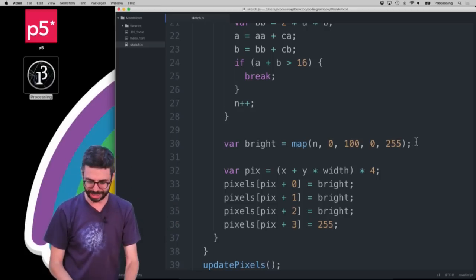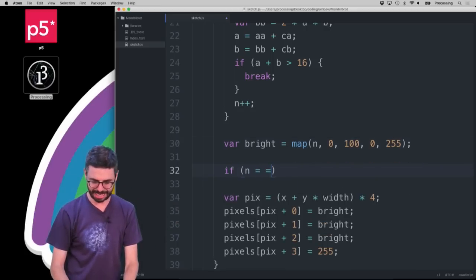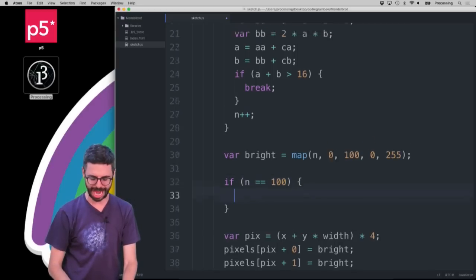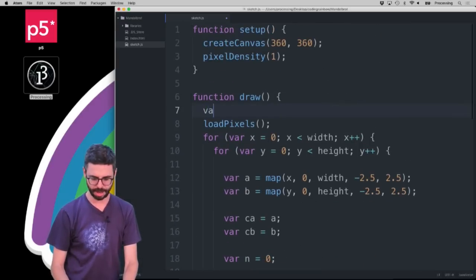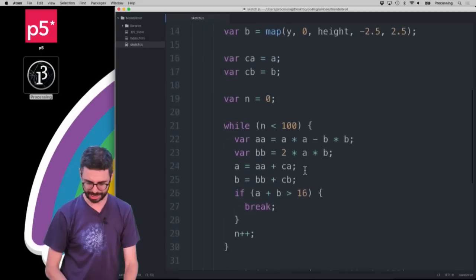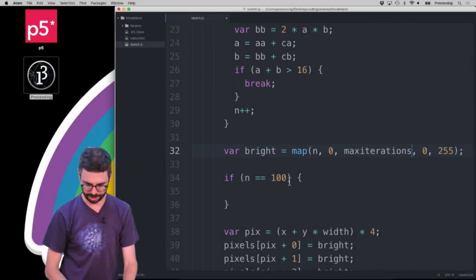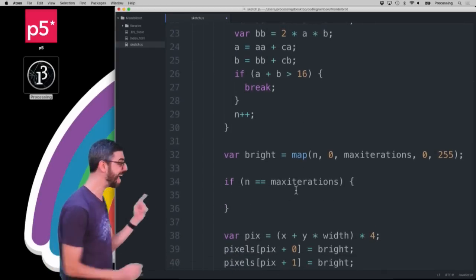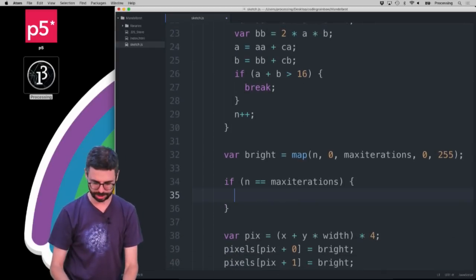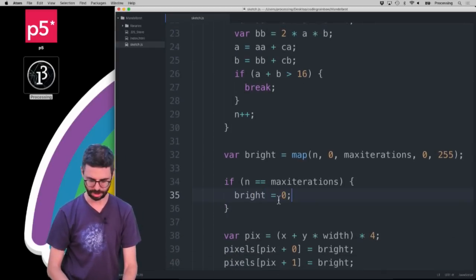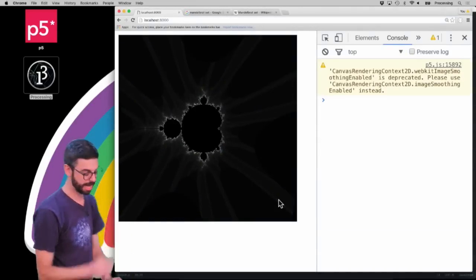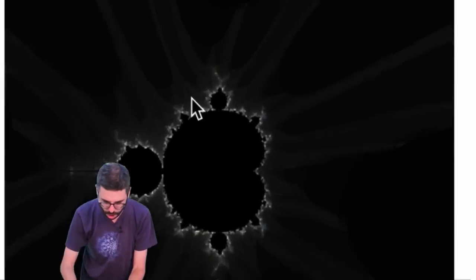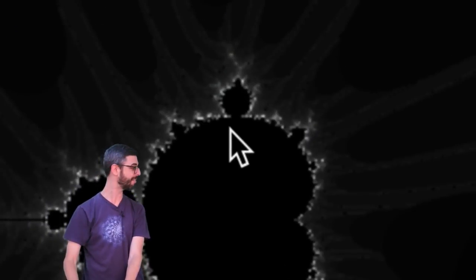First of all, if n equals 100, and this is driving me crazy, I really just need a variable here, which I'm going to call max iterations, and I'm going to set that equal to 100. I hate that I'm typing this everywhere, so I'm going to put it here, here, and here. So now, if n actually gets to max iterations, let's say the brightness is 0. And now you can see it's all black in the center, and there's some white on the outside.